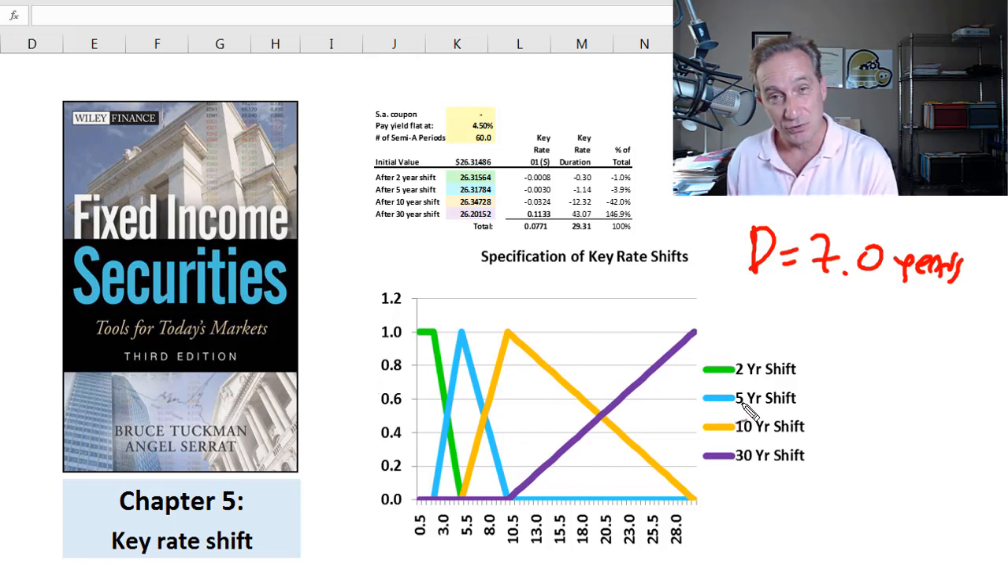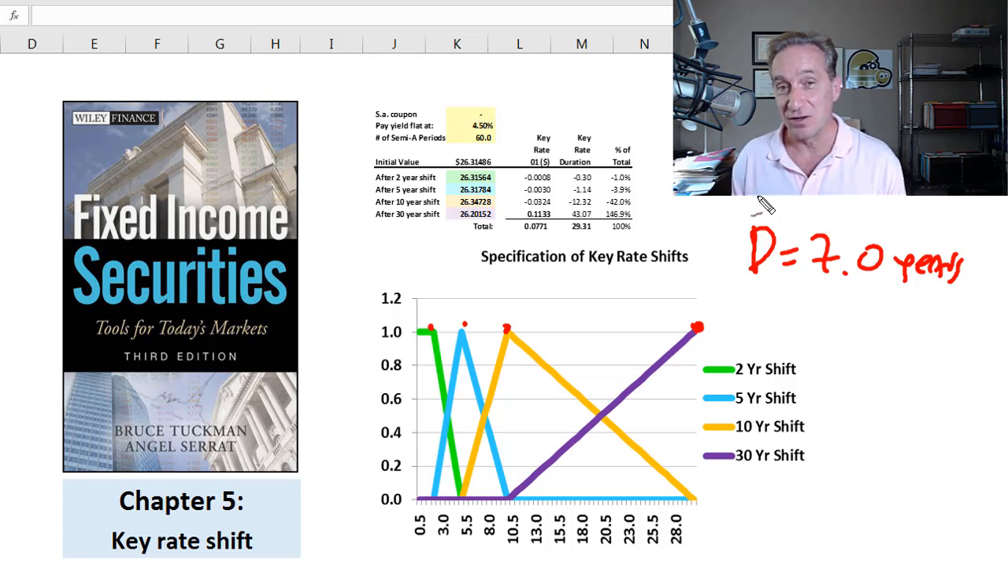So we have a whole term structure out to 30 years, but we've basically divided it into 4 different regions in this case, where each region is really anchored on a key rate: 30, 10, 5, and 2. And so that's the key idea, to overcome that limitation of the single factor risk measure duration by using a multi-factor approach, here the key rate shift technique. So I look forward to explaining this table 5.2 in Bruce Tuckman.